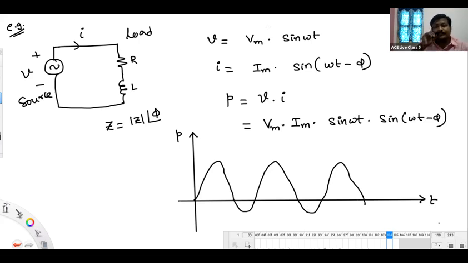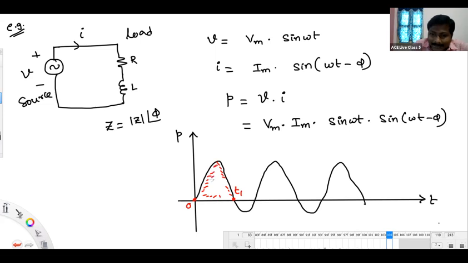Just listen, very simple. Till now, I didn't say anything directly to you. I have just taken a voltage source, load, instantaneous voltage, instantaneous current, instantaneous power. Done. Now, if I take this instantaneous power versus time, particularly from 0 to t1, we have some curve like this.